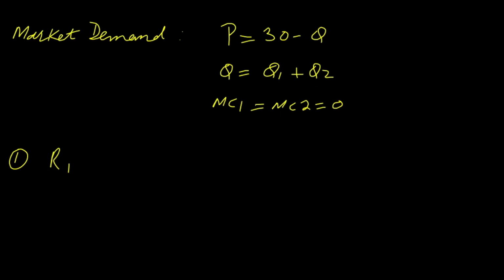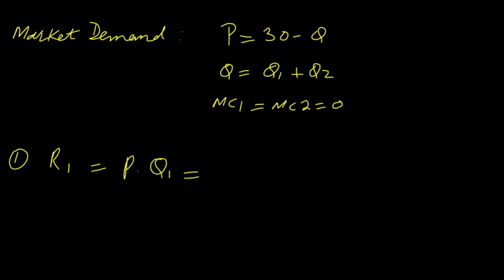Now we go to the solution. Market demand as given in the question was P equals 30 minus Q, and Q equals Q1 plus Q2. The marginal cost of firm 1 and marginal cost of firm 2 are both equal, and they are equal to 0 in this given scenario. The first requirement of this question is the revenue of firm 1. So revenue of firm 1 will be price multiplied by quantity of firm 1.